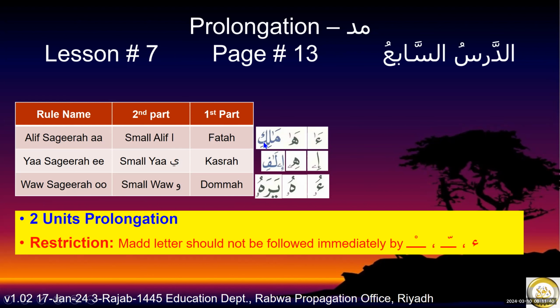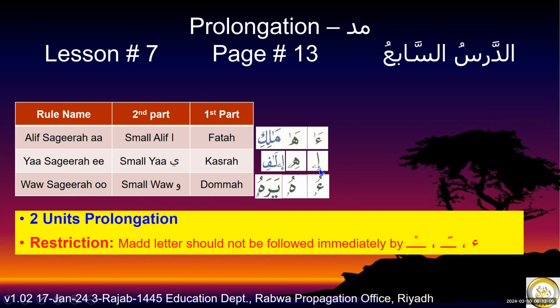In the word you see it like this. The examples are Mim Fatha Alif Sageerah Ma, Lam Kasra Li, Kaf Kasra Ki. Here fatha is followed by Alif Sageerah, that's why it has been prolonged 2 units. Similarly, Ya Sageerah means the letter must have kasra below it immediately followed by a small ya.